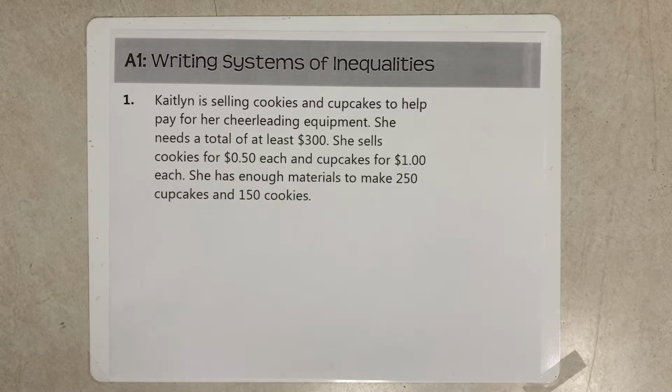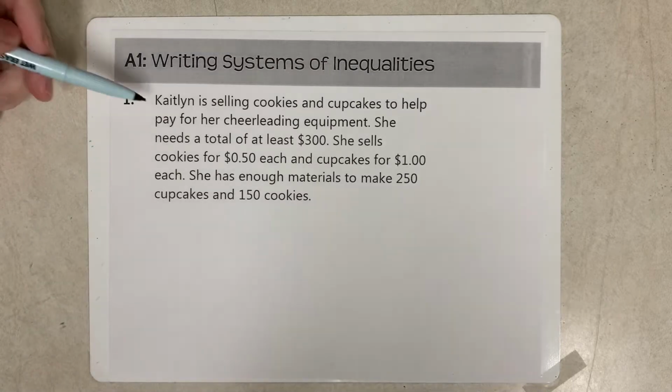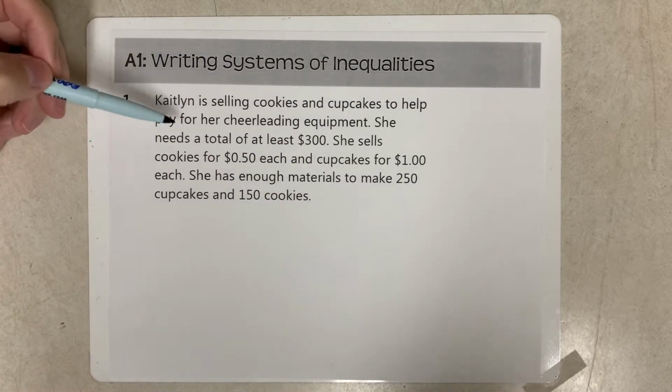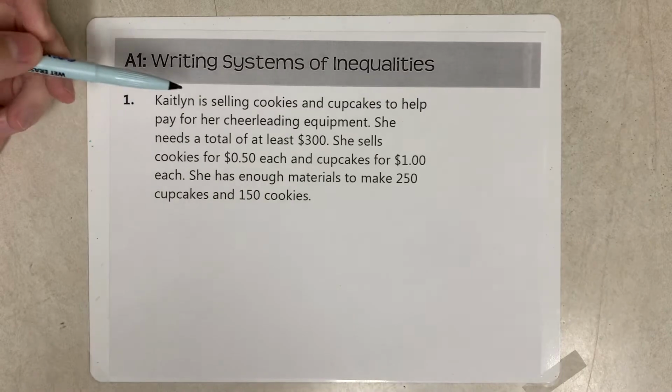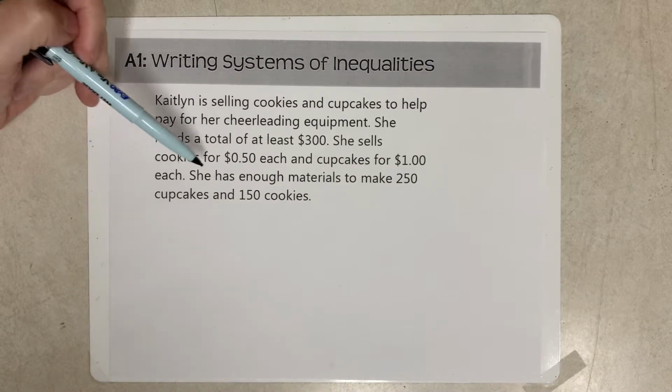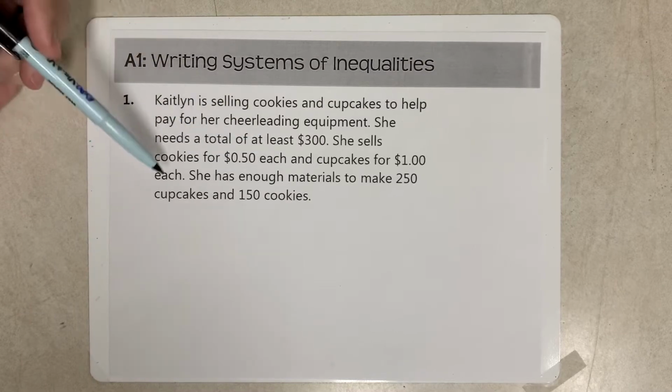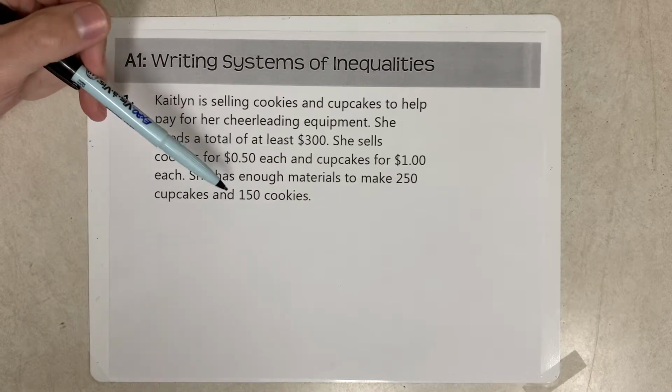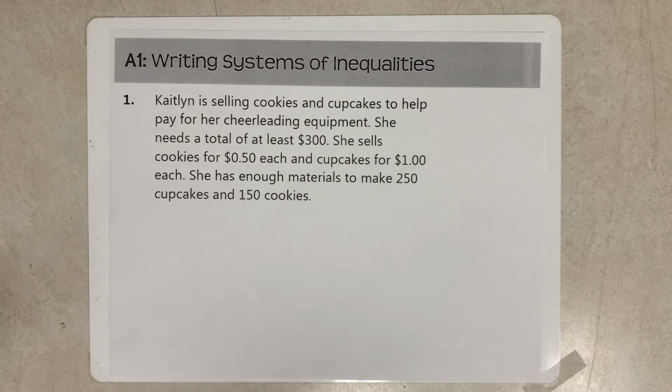So the first one, and we're going to read this, it says Caitlin is selling cookies and cupcakes to help pay for her cheerleading equipment. She needs a total of at least $300. She sells cookies for 50 cents each and cupcakes for $1 each. She has enough materials to make 250 cupcakes and 150 cookies.